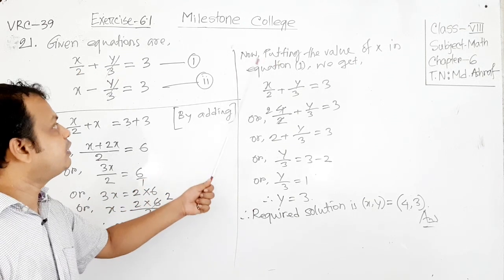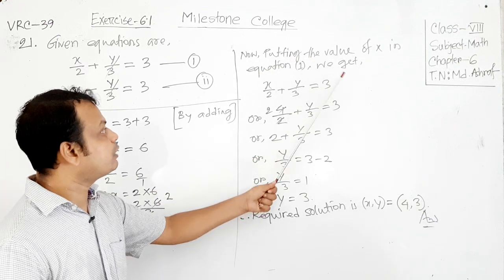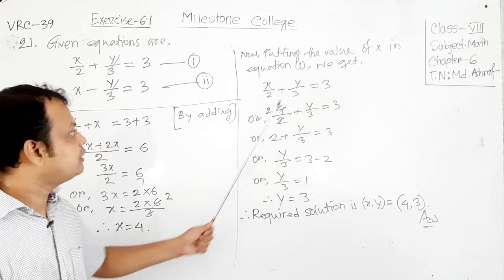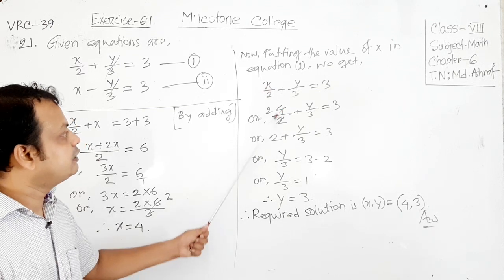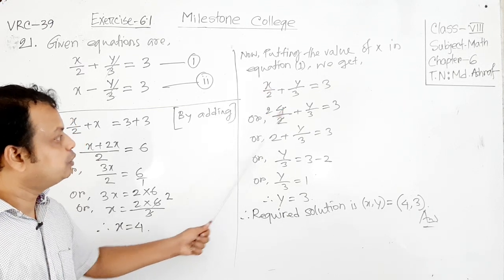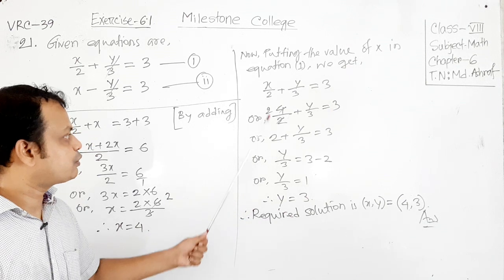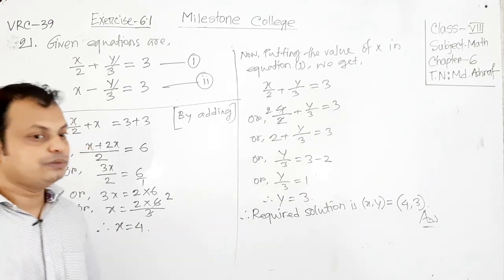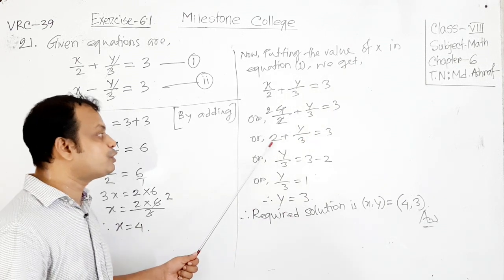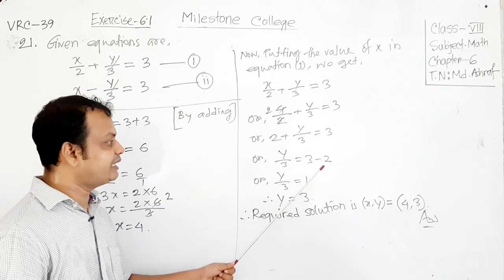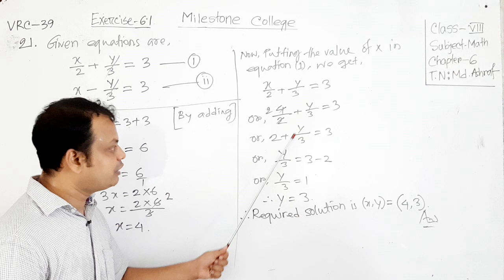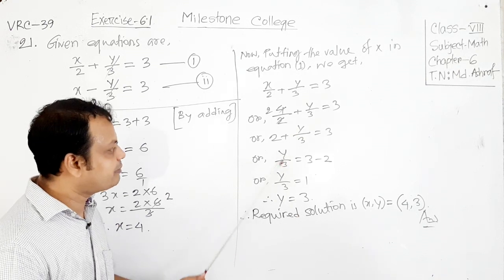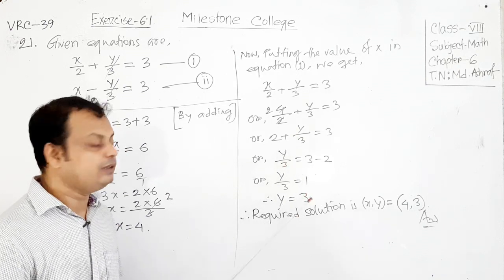That's why I have put the value of x in equation 1, and at first we write the equation, then put the value of x. Instead of x we have put 4, then 4 is divided by 2, then we have got 2 plus y by 3 equals to 3. So 2 plus y by 3 equals to 3. Okay, so when 2 changes its side then it will be minus. So 3 minus 2, and in left side we will get y by 3, it will remain same, and y by 3 equals to 3 minus 2, that means 1.